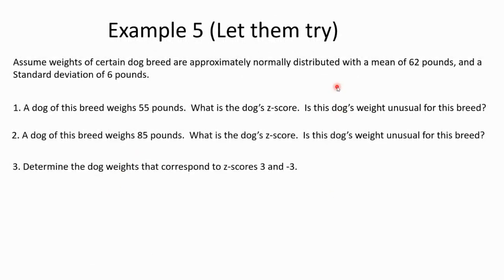Okay, so here's what I want everyone to try as well. I know this one's a little involved, but I figured it'd be good for everyone to try this out. I'll give you about 5 minutes. It's the same idea, except now we have this word problem. You have weights of a certain dog breed that are approximately normally distributed, with a mean of 62 pounds and a standard deviation of 6. So you're going to calculate some z-scores. I want everyone to try that out now.